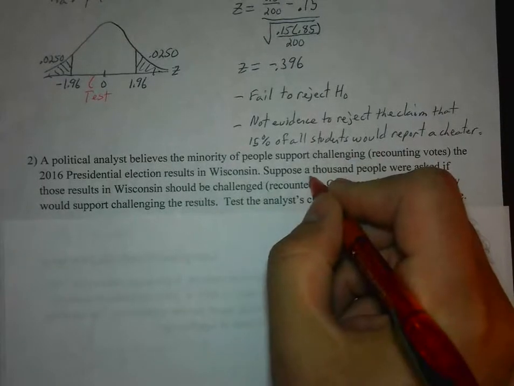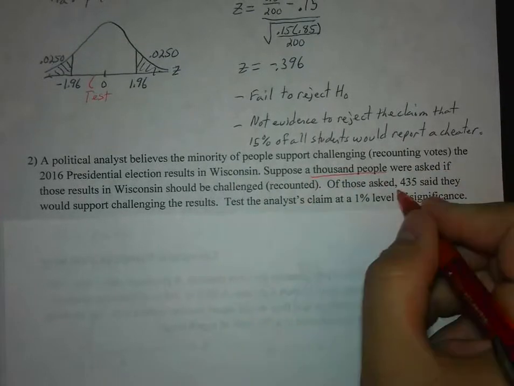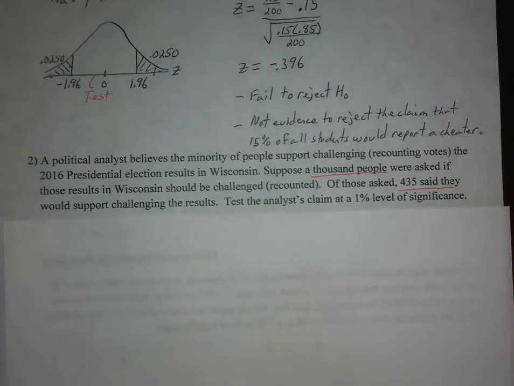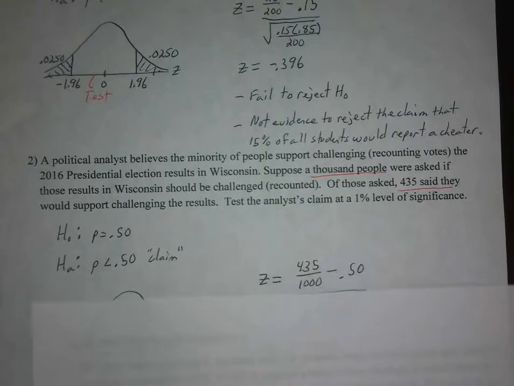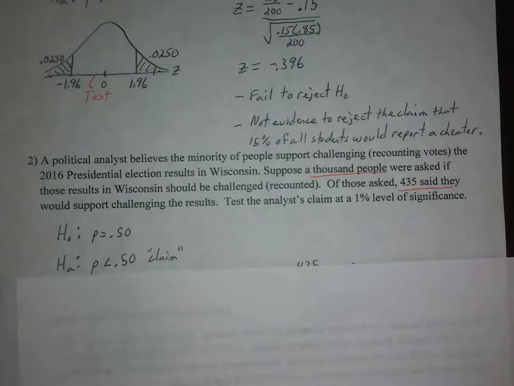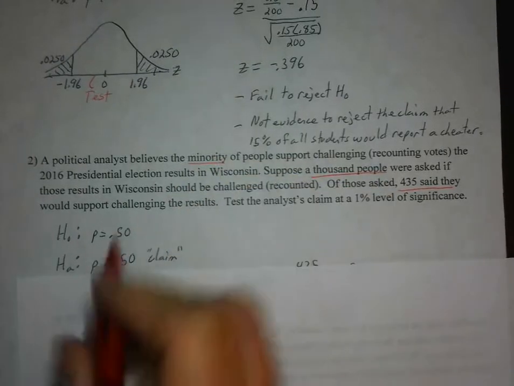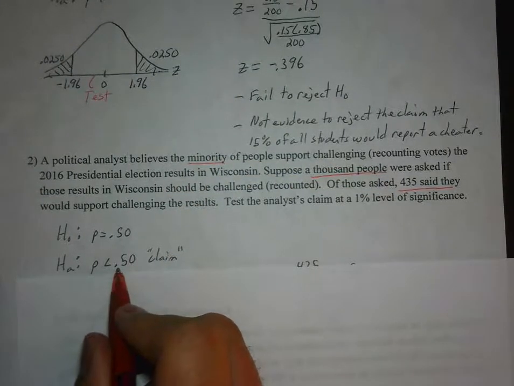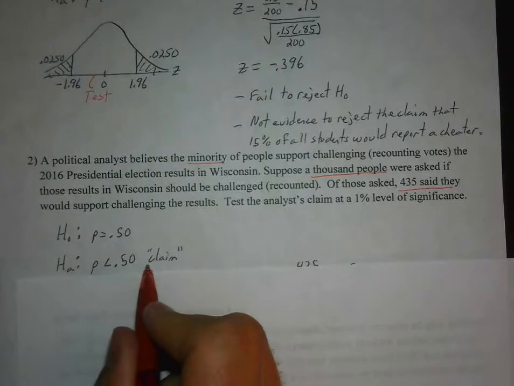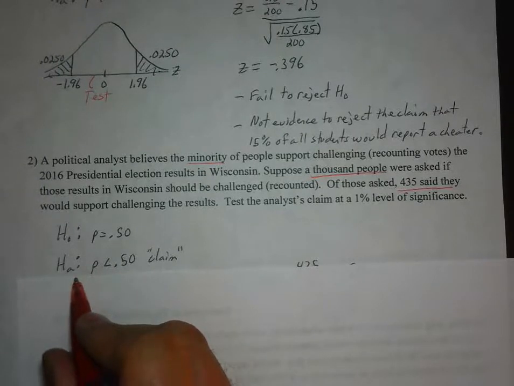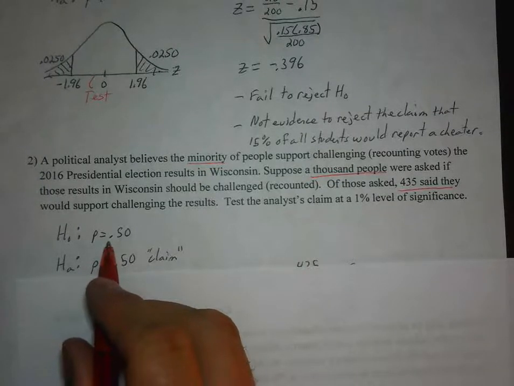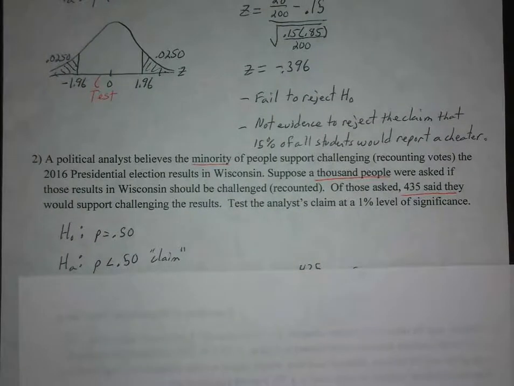Okay, so here they asked 1,000 people. 435 said they would support challenging the results. So there's your hypotheses. This one with the wording, a minority of people is less than 50%. So P is less than 0.5. That's your claim for the alternative hypothesis. And your null will be that P equals 0.5. So if you didn't get that part, pause the video and go back and redo it. But I'm going to show you the rest of the answer here.